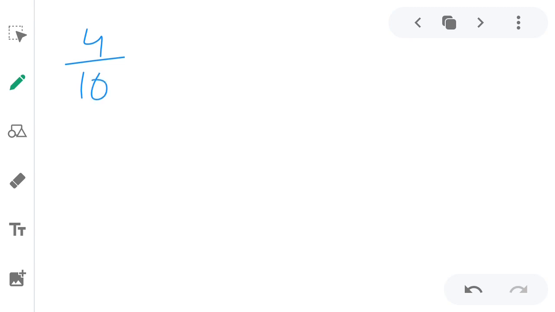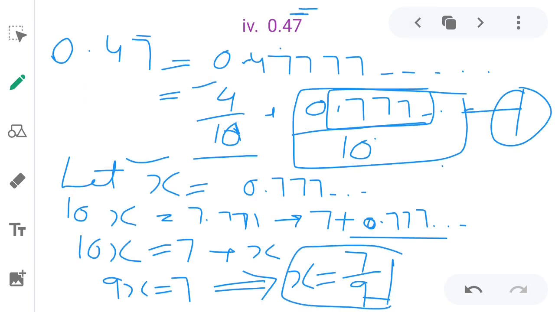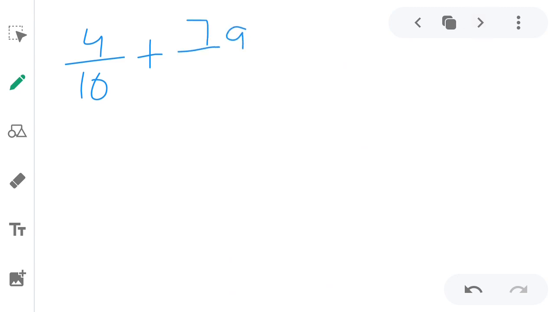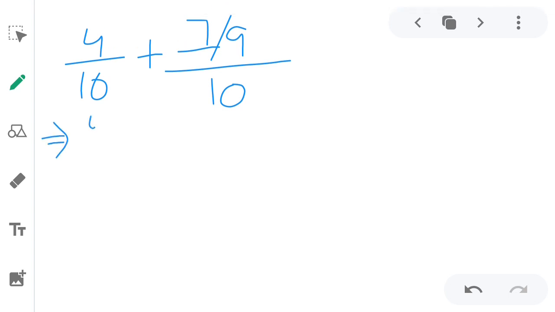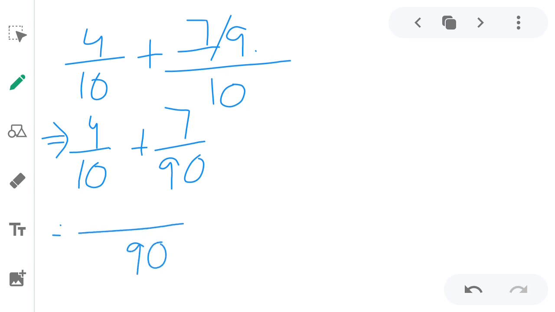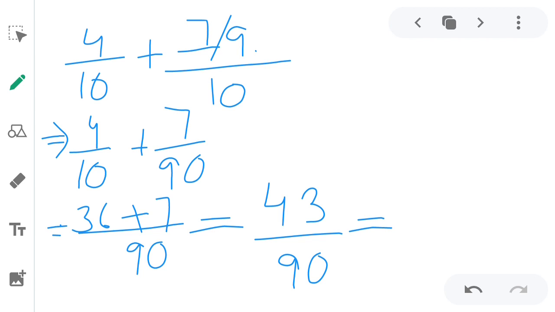4 upon 10 plus, what was the value of x? The value of x was 7 upon 9. So I am writing here 7 upon 9, and the denominator has 10. So when we solve this, we can write it as 4 upon 10 plus 7 upon 90. This is the denominator and this is also a denominator. These will be multiplied together. So using the LCM method, we can solve this. 10 9s are 90, 9 4s are 36, and plus 90 1s are 90, and 1 7s are 7. So your answer will be 43 upon 90. This is the value of 0.47 bar.